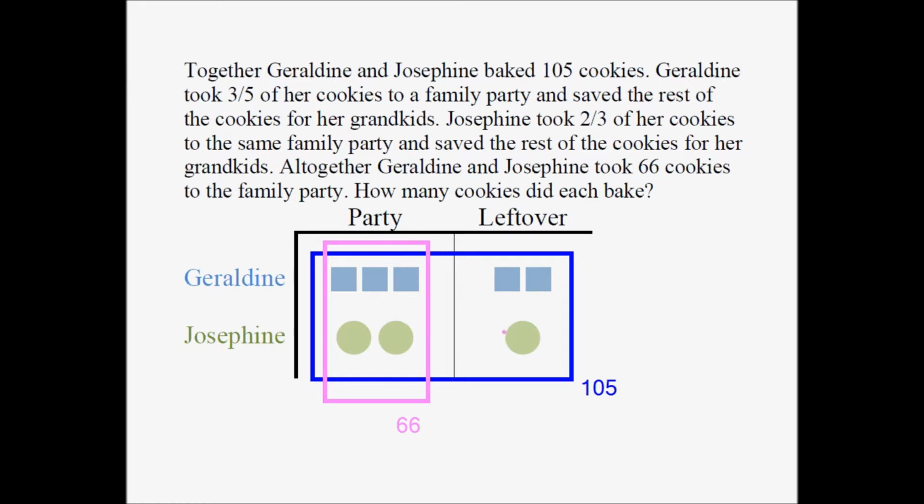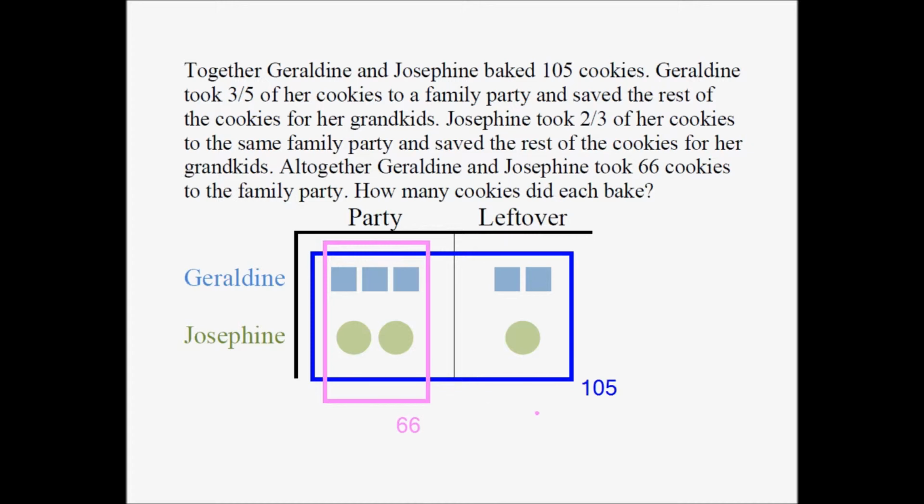Now, if I knew what each square is worth, I wouldn't have the answer. If I knew what each circle is worth, I would have the answer for the total number of cookies Josephine made. And if I knew what each square is worth, I would have the answer to how many cookies Geraldine baked. But I actually can use these two facts to calculate the value of each circle and each square. How do we do that? So these two facts, that the cookies that they together took to the party has to be 66 and they together baked 105 cookies, will help me do that.